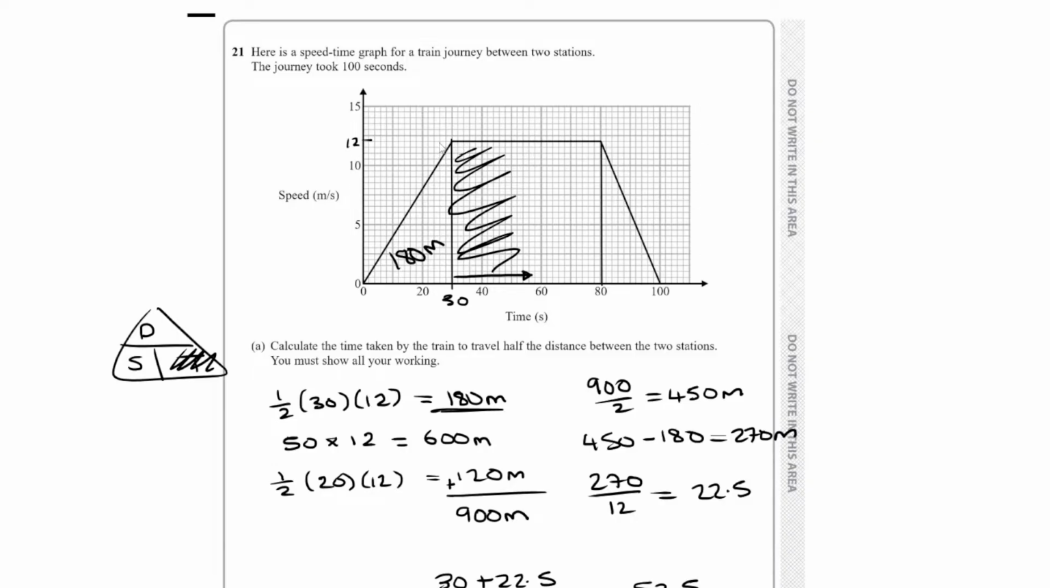That's when the train is going at a constant speed, so there's no acceleration, is there? And this bit here, where there was acceleration, was the first 30 seconds anyway. So that's where the 30 and the 22.5 came from. And obviously, those two add together to make the 450 meters. I don't know if that makes sense now.